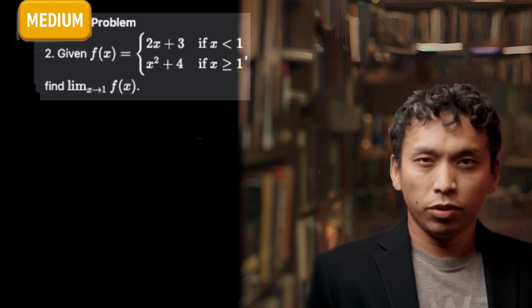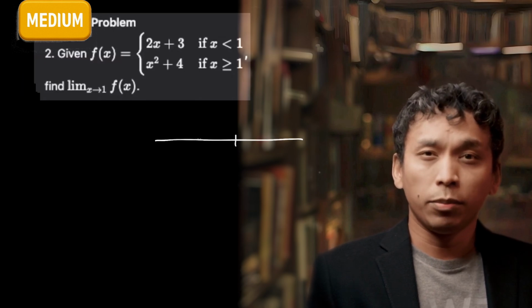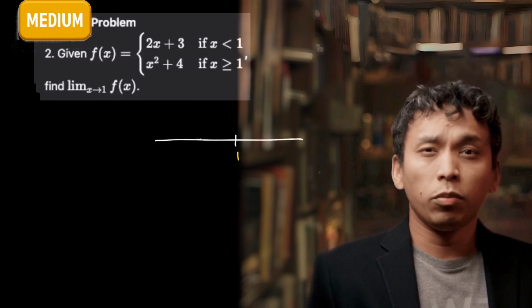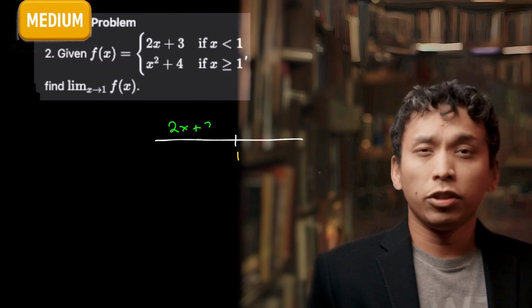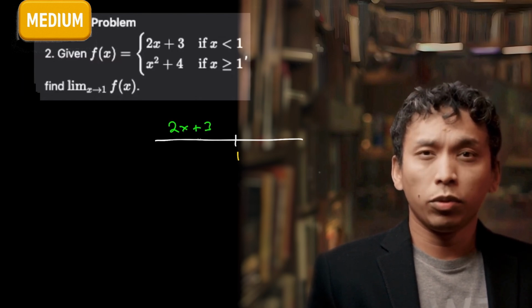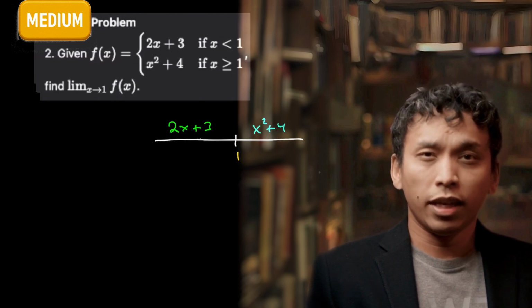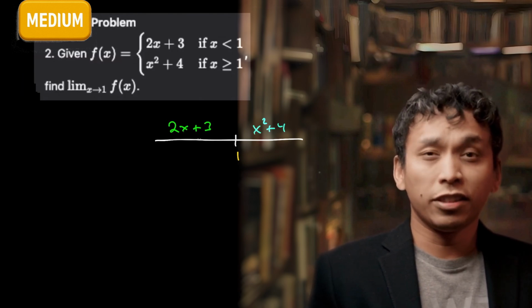For this problem, we do the same strategy. We visualize the number line where our x value is going towards 1. From x is less than 1, we have the equation 2x plus 3. And then x is greater than 1, we have the equation x squared plus 4. Now we plug in an x value of 1 for both functions and see if they are the same.